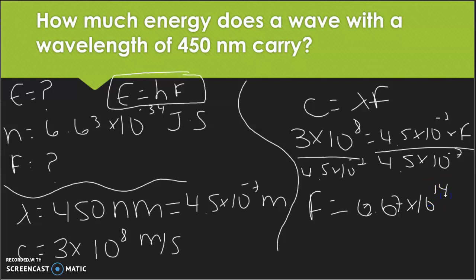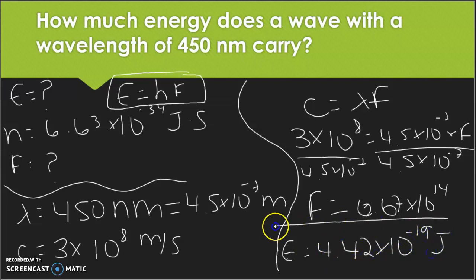Now that I know my frequency, I can plug it into my energy equation. And I want you to go ahead, pause the video, and plug that into the energy equation and see what you get. And you should end up getting energy equals 4.42 times 10 to the negative 19, and the unit for energy is joule, which is a capital J.